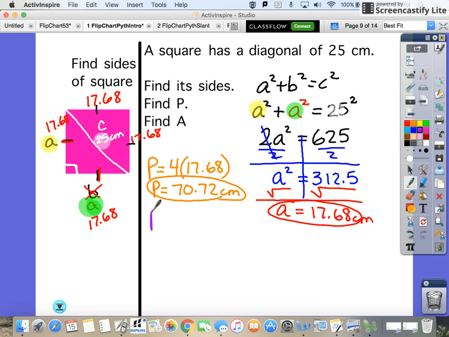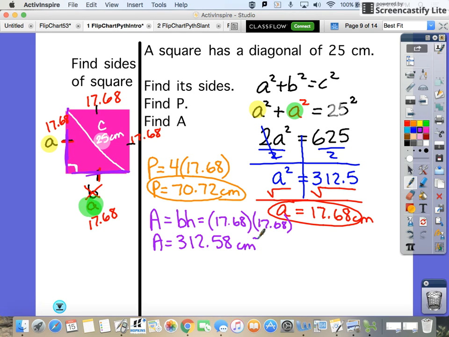And then last is area, and for a square, it's base times height. So our base is 17.68. Our height is also 17.68. So if we do 17.68 times 17.68, we get 312.58 centimeters squared.